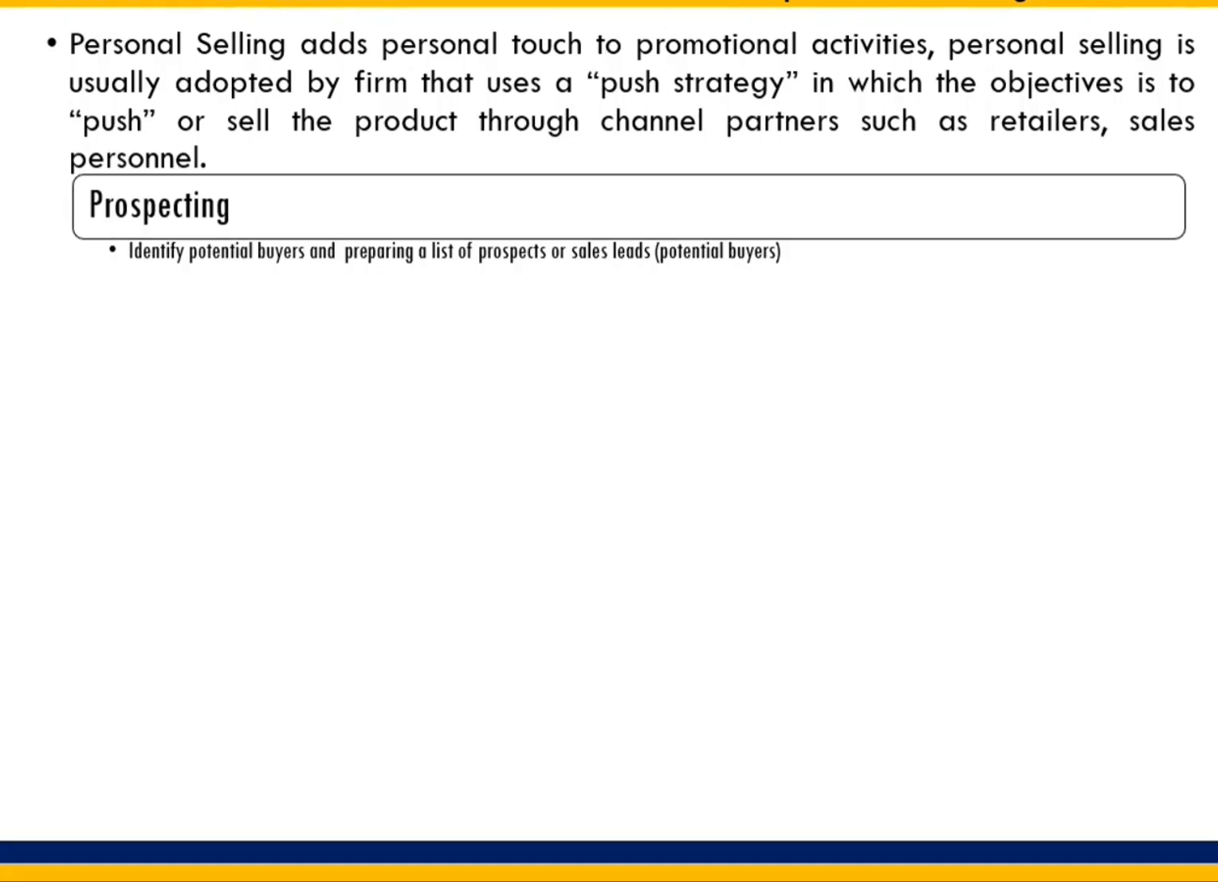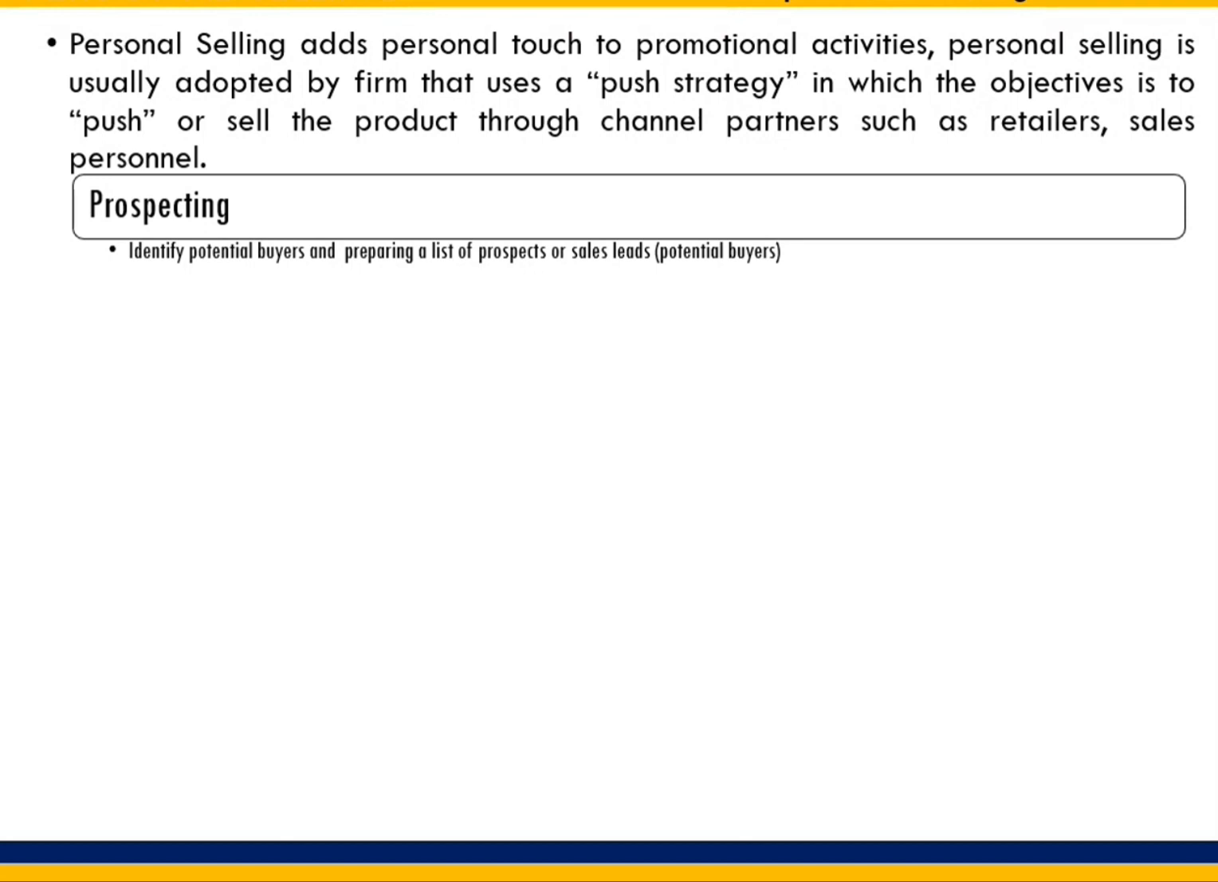Personal selling. In personal selling, an individual salesman plays an important role in influencing the customer, in persuading the customer to buy the product. It is the individual who takes up the responsibility of promoting the product, explaining the features, explaining the benefits, and pushing for the sale.